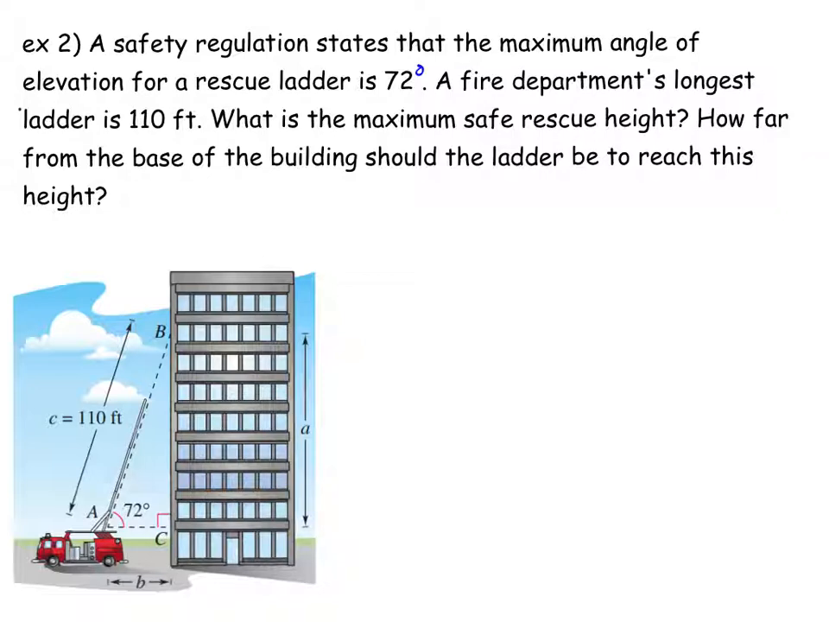We're given that for this ladder up against the building, as far as making a safe rescue of somebody out of a window, the angle with the ground shouldn't be any steeper than 72 degrees. If it's more than that, then the ladder's kind of too vertical. Okay, we're after 2 things here. We're going to call this B, which is: to achieve that angle of 72 degrees, how far away does the truck need to be parked from the building?